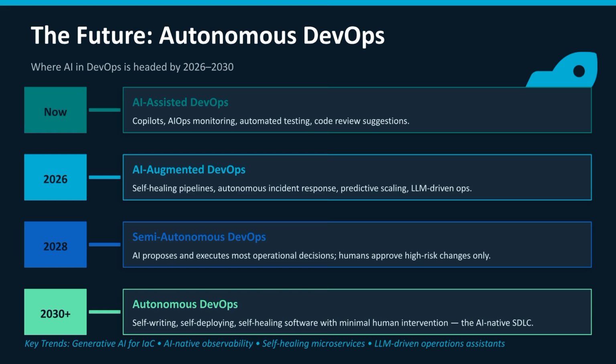The future of DevOps is autonomous. We progress from AI-assisted tools today to augmented systems by 2026 and semi-autonomous decisions by 2028. By 2030+, we anticipate fully autonomous, self-healing, AI-native software development lifecycles.